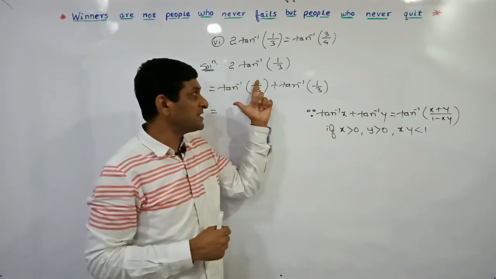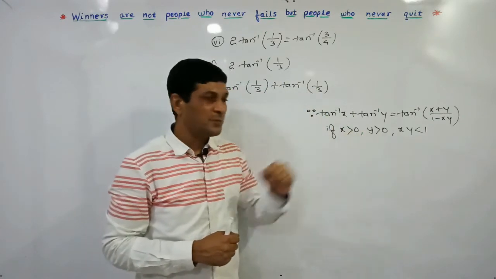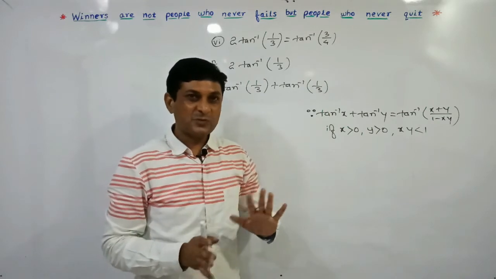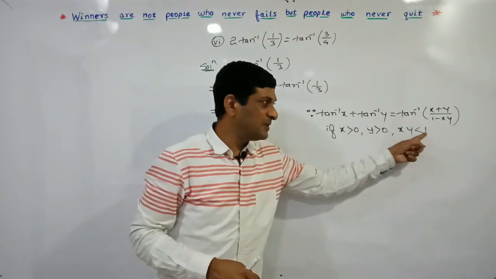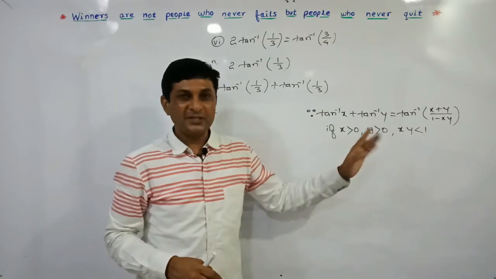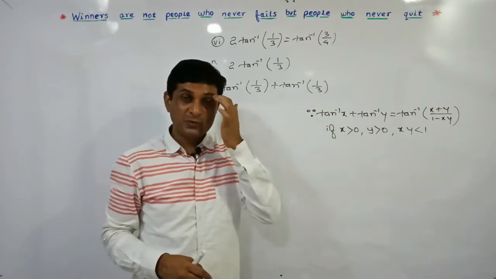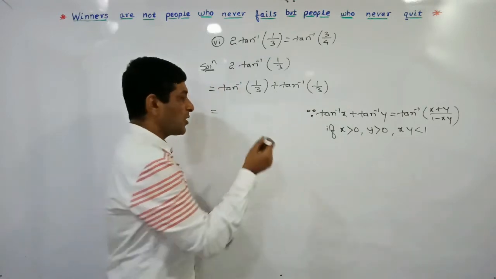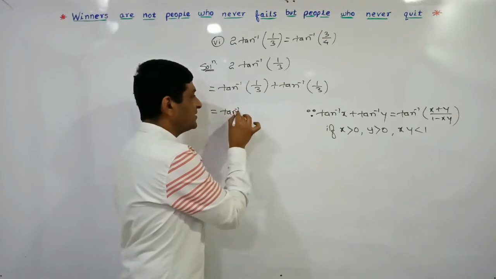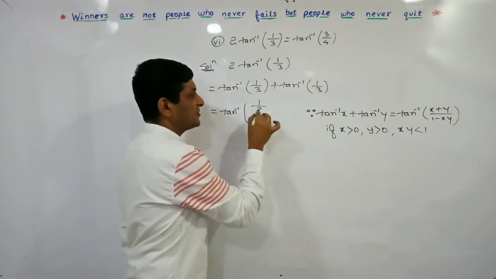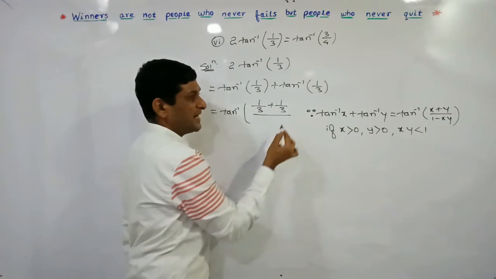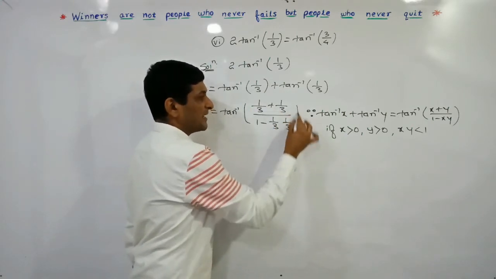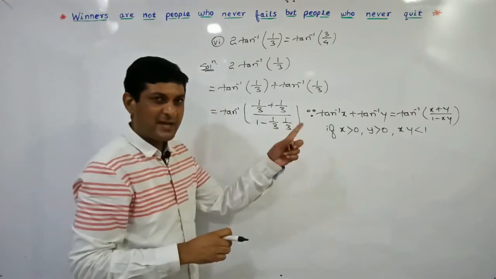Here x is 1 by 3 and y is also 1 by 3, so both are positive, and their product 1 by 3 into 1 by 3 is 1 by 9, which is 0 point something, so definitely it is less than 1. All the conditions of this property are satisfied, so we are able to find this addition by applying it. According to this property, we get tan inverse of (x plus y), meaning 1 by 3 plus 1 by 3, divided by 1 minus xy, where x is also 1 by 3 and y is also 1 by 3. We have just substituted the values of x and y in this property.